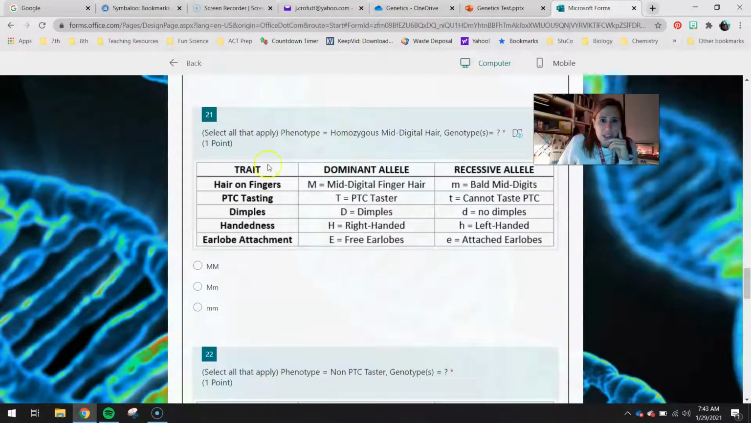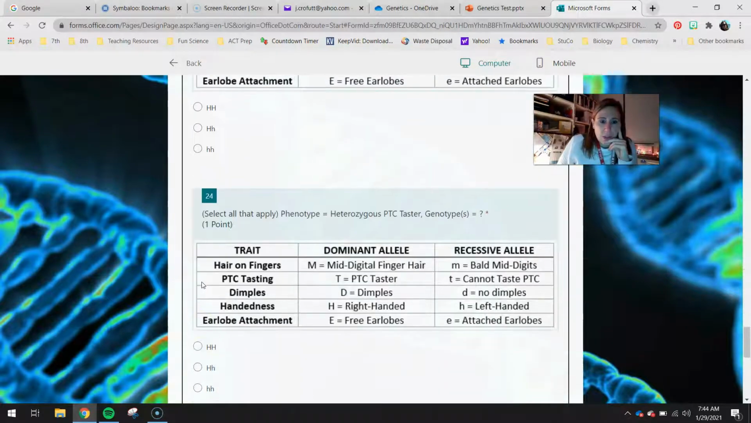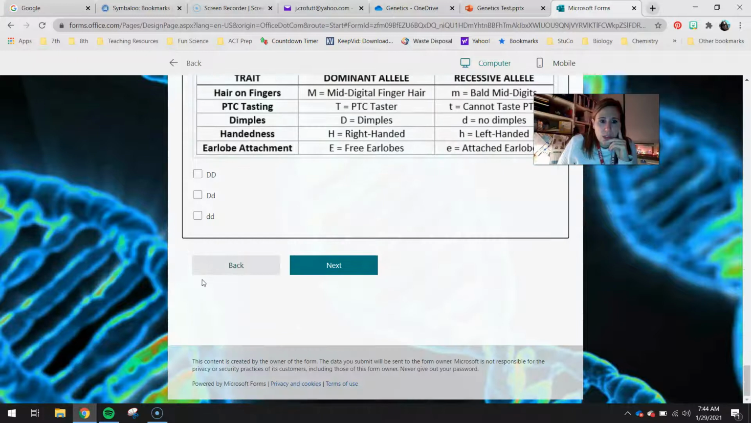And then for these ones, you are given the phenotype and asked to tell me the genotype or genotypes. Okay, so for these, you should be able to check more than one answer. I'm going to let you go through those on your own.